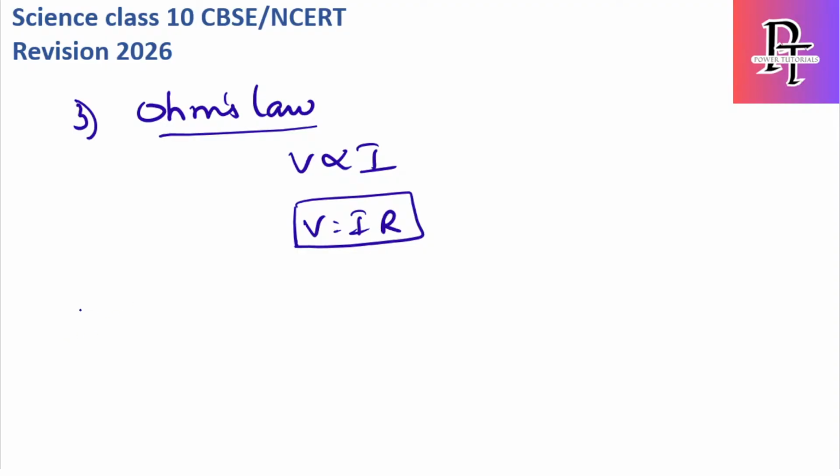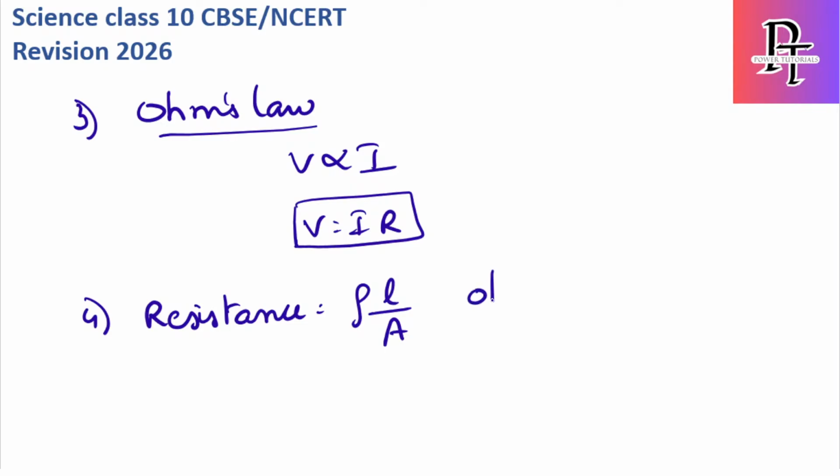And then we have the resistance formula. What is resistance with respect to the properties? It is rho L by A, where rho is resistivity, L is the length of the conductor, and A is the area of the conductor. The unit of resistance is ohms, and the symbol is like this.